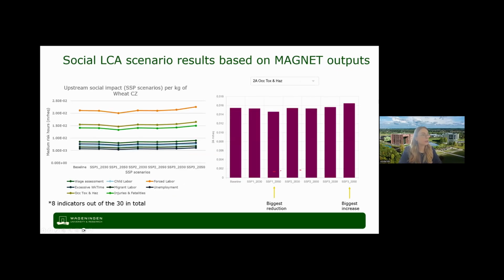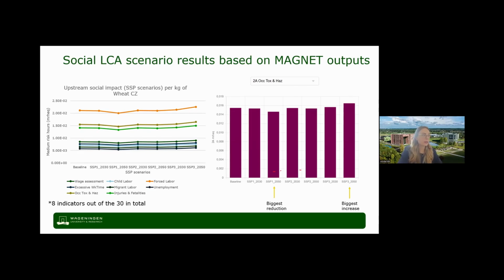And then for social, we also modeled, as I showed before, the upstream impacts, and we quantified this with the database. You see here on the left-hand side the baseline impacts in medium risk hours, and then the development of these over the different SSPs.